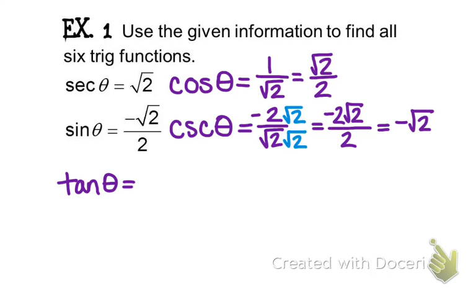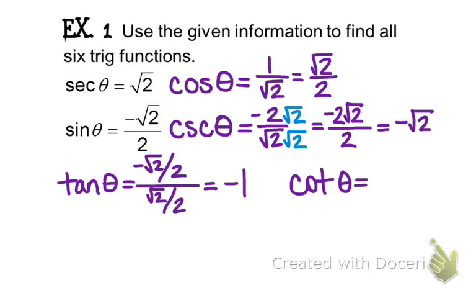Okay, now for tangent. We've learned that tangent is sine divided by cosine. So if I take the sine value that I have and divide it by the cosine value that I found, negative square root of 2 over 2 divided by square root of 2 over 2 is going to simplify, and this is going to equal negative 1. So if I know the tangent of this angle is negative 1, the reciprocal of tangent is cotangent, so the reciprocal of negative 1 is also negative 1.